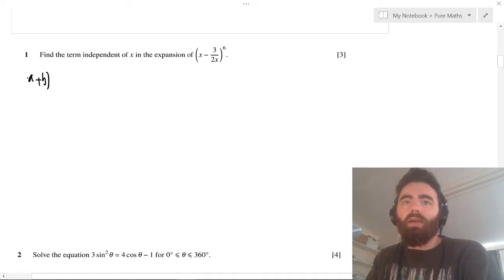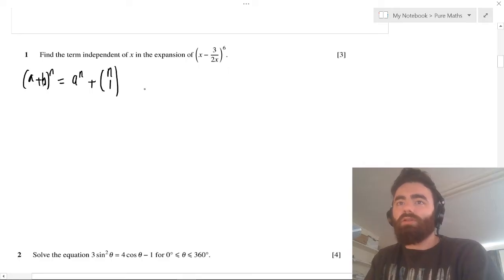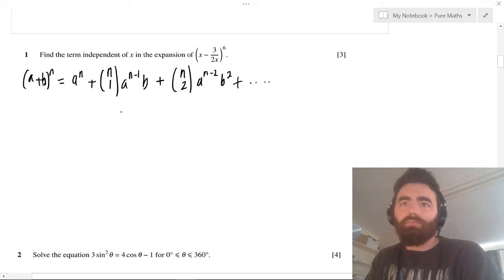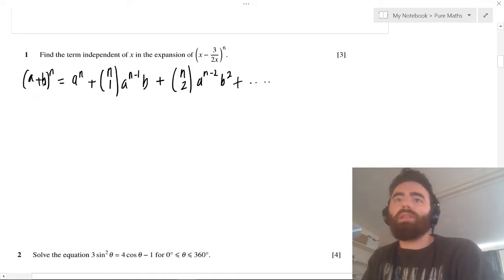They usually have one like this. You can sort of see when you do more that there's not too much creativity going on with the exam writers. I wouldn't say repeating questions, but the questions are definitely similar. Yeah, and this goes on and on. And it says find the term independent of x in the expansion of this.